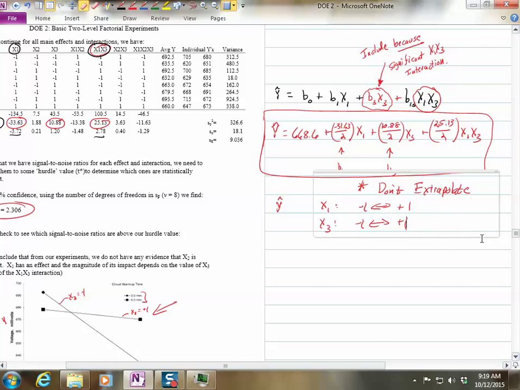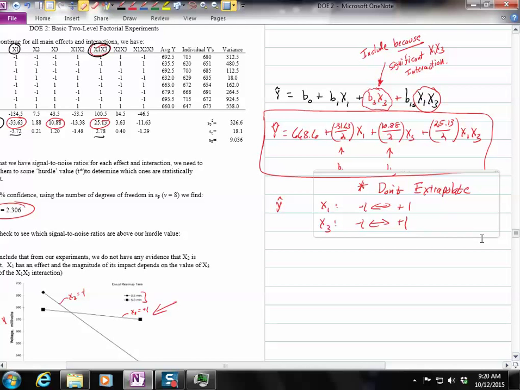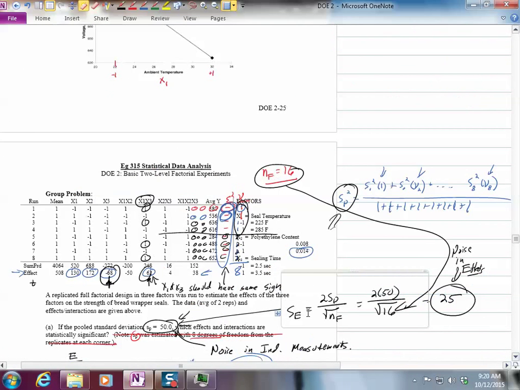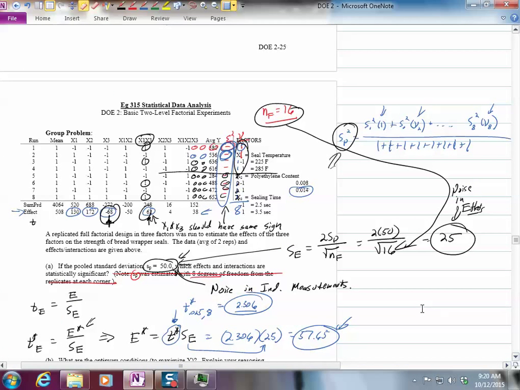Notice one thing: if we're looking for a maximum or a minimum in a linear model, it's got to happen at the endpoints. If we're trying to maximize or minimize y, these x1 and x3 values have to be -1 or +1. If you have a line and you're trying to maximize, it doesn't happen in the middle unless it's not a line, and we'll get to that later. Okay, so what I've asked you to do in the notes is write your model for this situation.